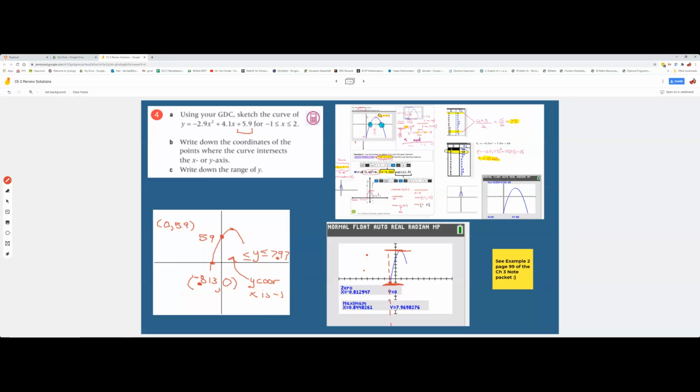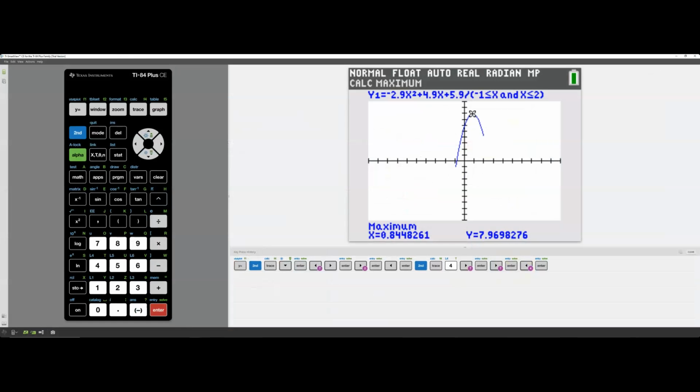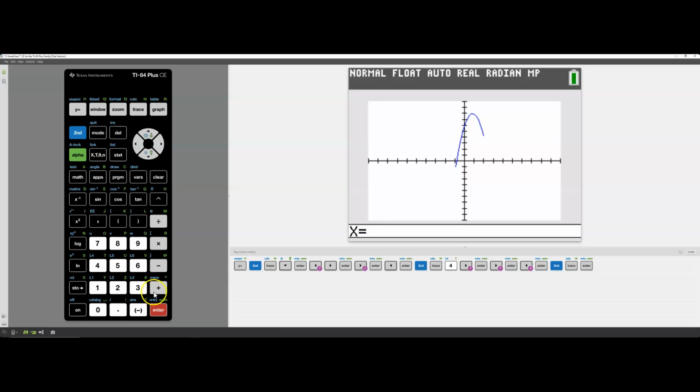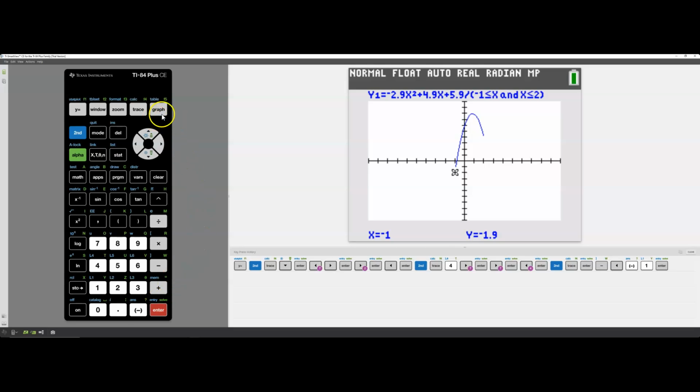Okay, so we can do that on our calculator. You go second calc, and you choose value, number 1. Okay, so when I put value in, I can put in what x value? Well, when x is negative 1, whoops, that's a subtraction, negative 1, this is going to return the y value, negative 1.9. So that's the lower end of my range, negative 1.9.